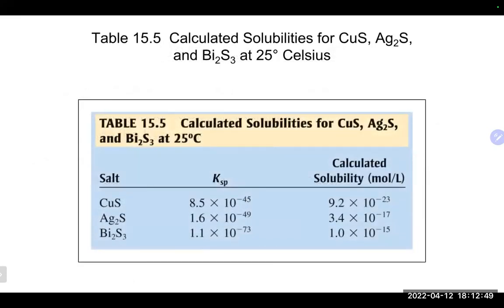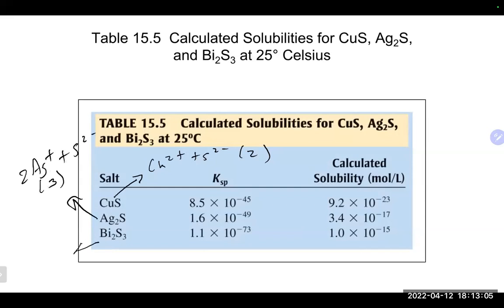If we take a look at this one, that is copper 2 sulfide. That gives you a copper 2 and a sulfide, which is 2 ions. That is silver sulfide, which gives you a couple of silvers plus a sulfide. That is 3 ions. And that is a lot of ions. It gives you 2 bismuths and 3 sulfides. That's like 5.